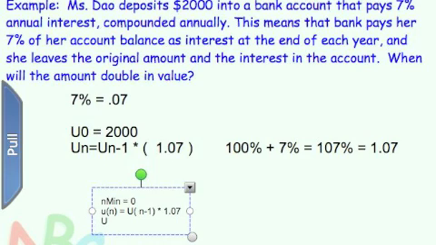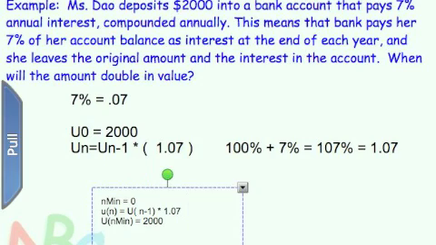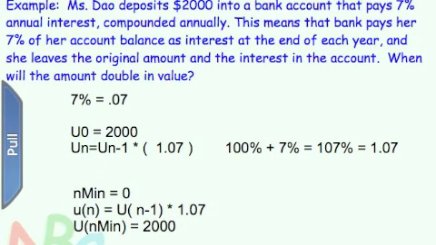The third thing that you're going to need to enter is the u parentheses n min. That's the initial amount or the starting amount. So in our case, it is 2,000. Right? Once you enter this into your calculator, then what I would like you to do is go to your table, so that's second graph, and see when will the amount double in value. When will it be $4,000? And then just as an extension, I just want to know when will it triple in value? When will it be $6,000 and so forth?